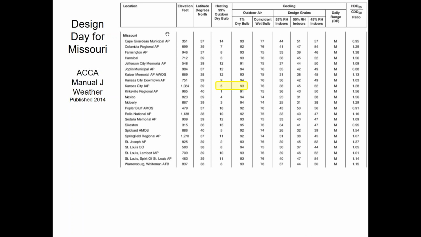And I saw there were some guys from Kansas City, so I pulled that one up. Your design temp is 5. So oddly, your design temp is the same as South Bend, which is significantly farther north. But on your cooling side, 93 is your design temp. Once again, I know a lot of you guys use 95. I would encourage you to stop doing that and use 93.